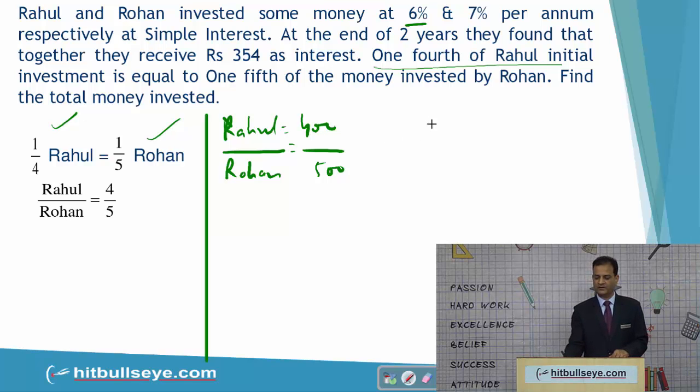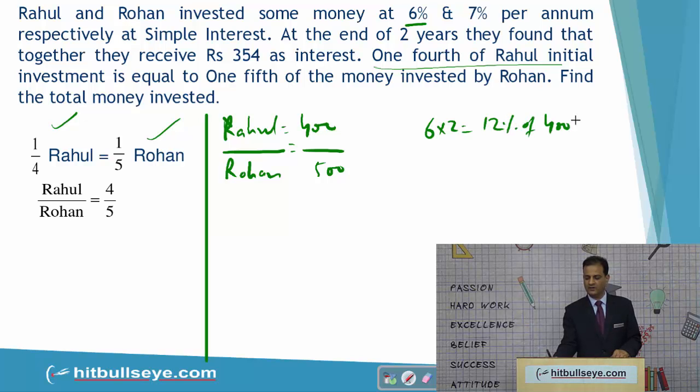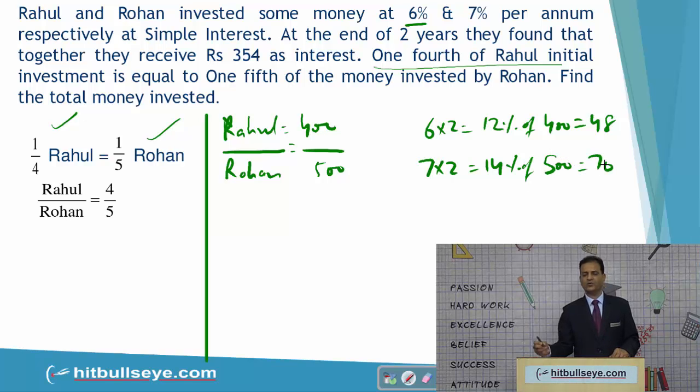So that means simple interest 6 into 2 will be 12%, and 12% of 400 will be 48, and 7 into 2 for Rohan equals 14% of 500, it will be 70. You can do it orally. For our convenience, I am writing. You can do orally: 12% of 400, 14% of 500, it will be 118.